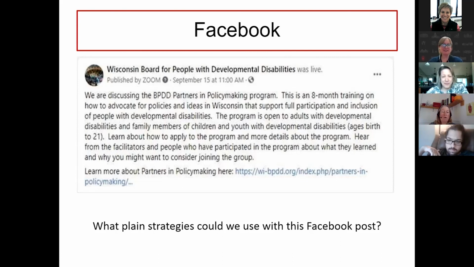And the final thing was really taking a look at the words that are in the message. For example, the second sentence says, "This is an 8-month training on how to advocate for policies." That's a little bit of a weaker verb. If we could use a more active verb, that can help shorten the sentence too. We could say, "This 8-month training focuses on how to advocate for policies."